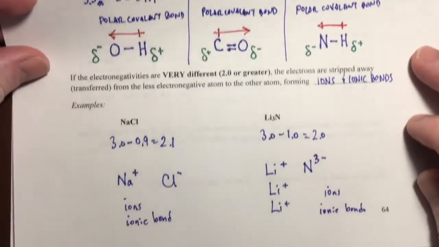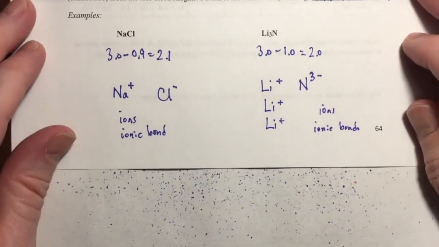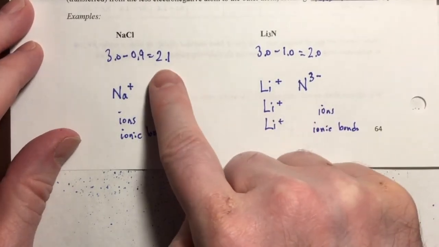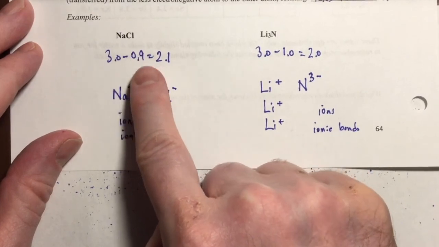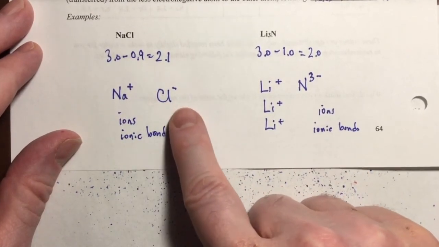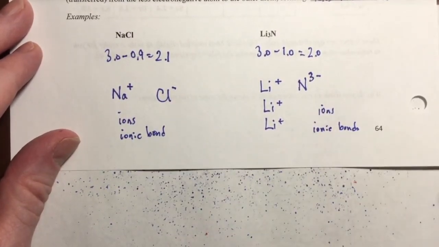And then we have the case where the difference in electronegativities is so great that one atom is not going to be satisfied sharing those electrons anymore, and so it's just going to strip an electron away, and then you'll form ions and you'll have an ionic compound.